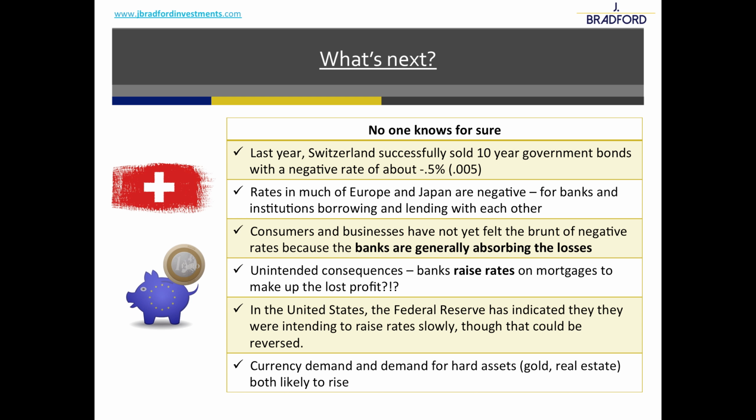And so what could or will or might happen? Again, we don't know, but a lot of us believe that currency demand and demand for hard assets like gold and real estate are both likely to rise. If you're thinking about putting your money in a bank where you're going to have less of it at the end of the month or at the end of the year, you may very well decide just to hold the currency yourself, so that the $100 you put in your mattress is actually $100 at the end of the month.